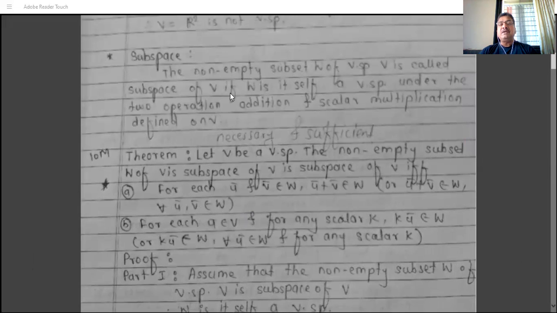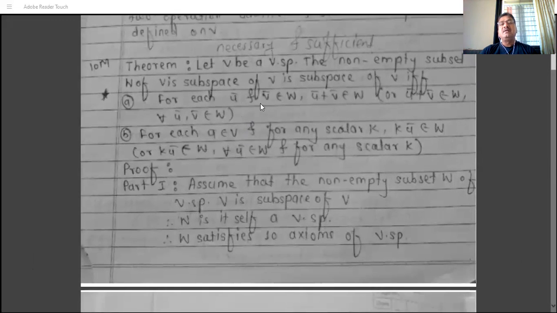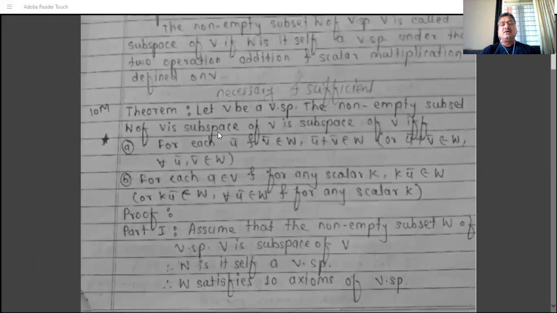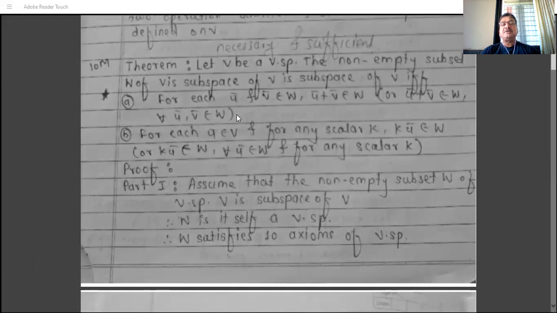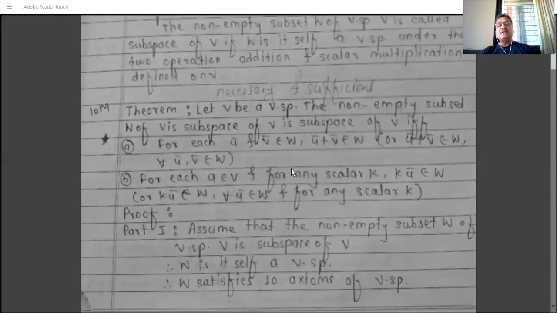If you use the definition in an example, then to show W is a subspace of V we have to show W satisfies the 10 conditions. But this theorem says that if W satisfies these two conditions, C1 and C2, then W becomes a subspace. So in order to show a subset is a subspace of any vector space V, we have to show these two properties, no need to show the 10 properties. Obviously this theorem says that these two properties are equivalent to the 10 properties. That is, from these two properties we can prove the 10 properties.